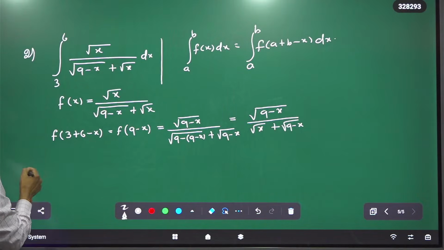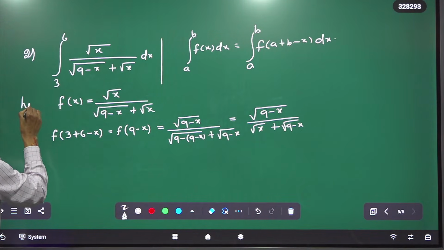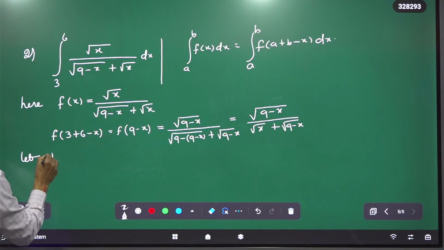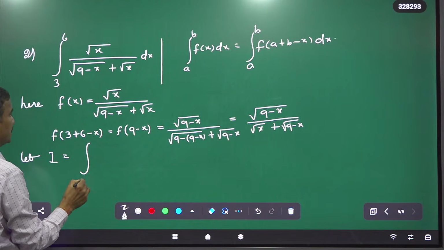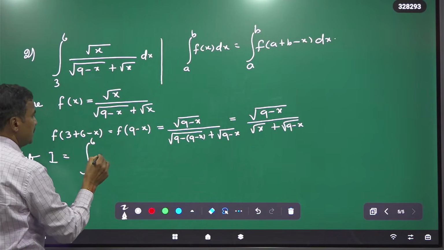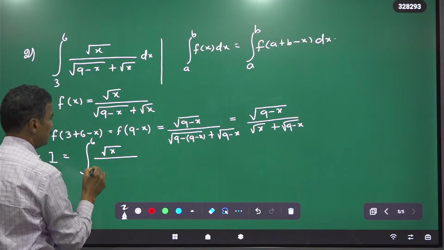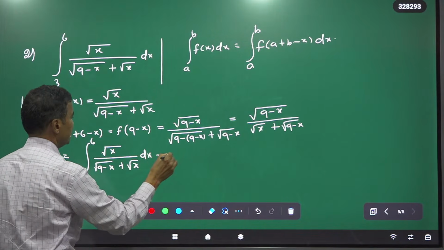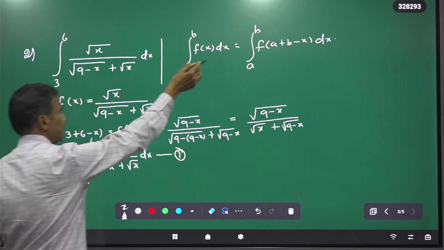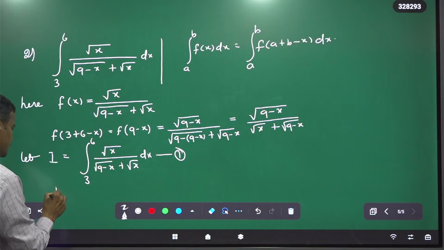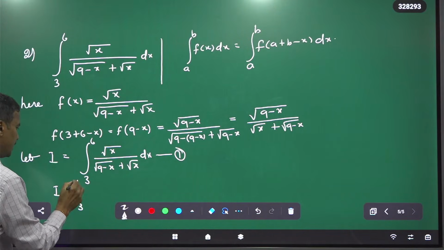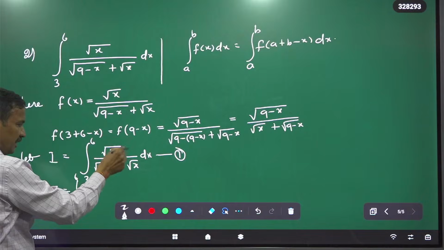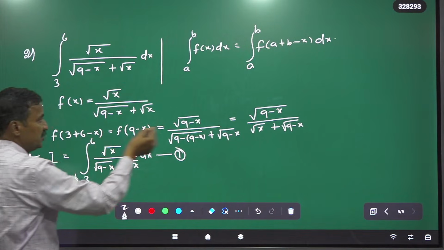Now, let I is equal to the given integral, you can denote it by I. So that is integral of 3 to 6, root x by root of 9 minus x plus root x dx. You take it as equation 1. So, by applying this property, we can also write this I as integral of a to b, that is 3 to 6, f of a plus b minus x. This is f of x here. We have to replace this by f of a plus b minus x, which you got like this.